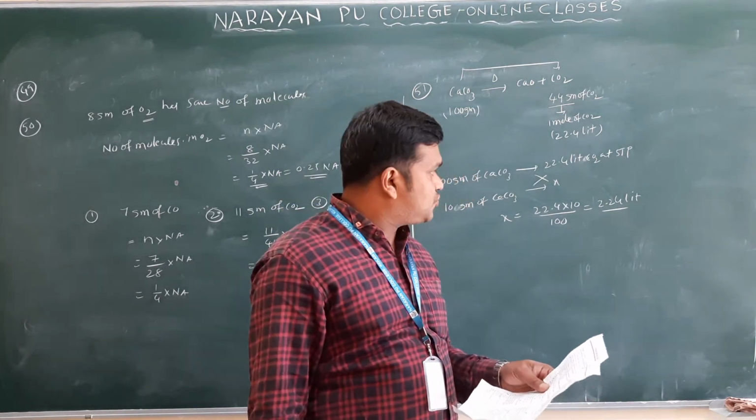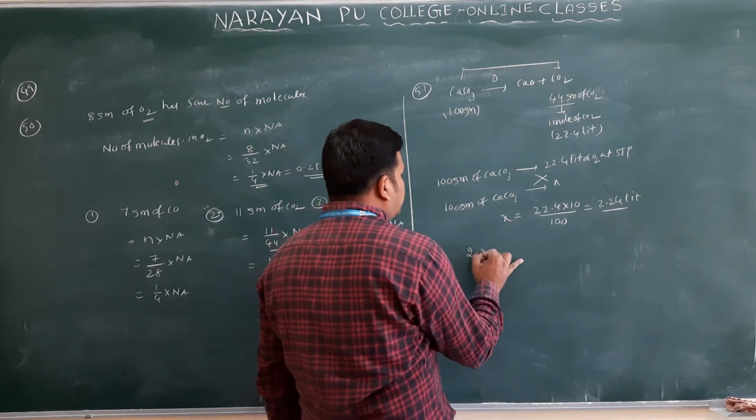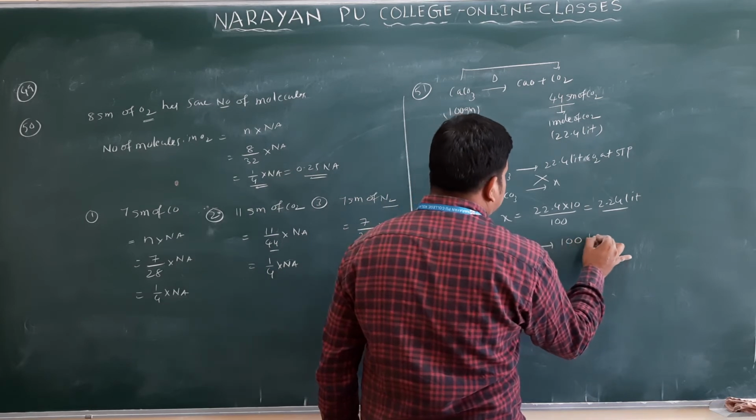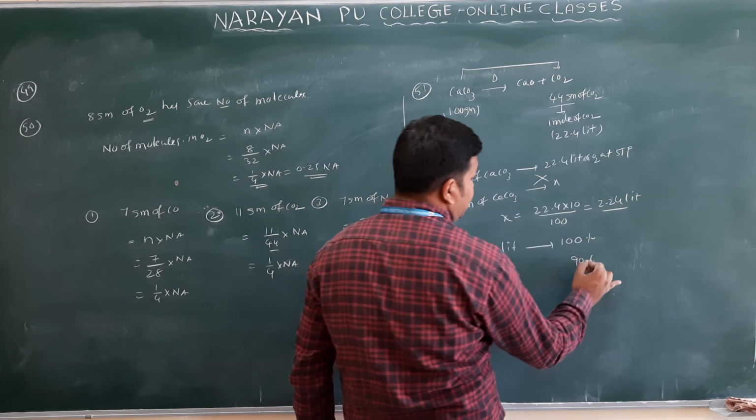But what are they asking for? They are asking for 90% only. So this 2.24 liters is for 100% only. But they are asking the question for 90% of the limestone only.